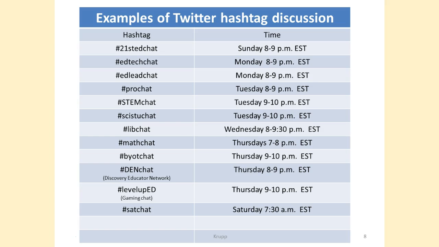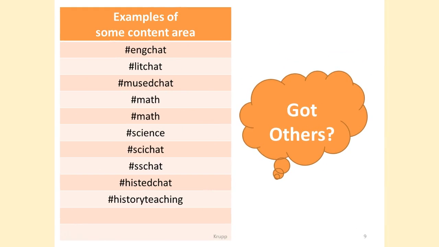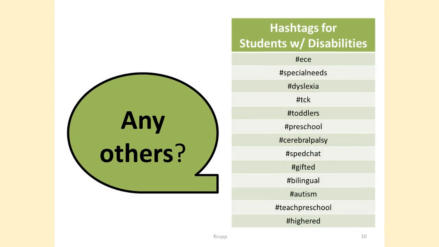Other examples of Twitter hashtags, and I put the time, these are very, very common, that are used a lot, such as 21st or 21 STEDchat, EdTech chat, EdLead chat, Pro chat, STEM chat, etc. So these are really important hashtags that people look at to get various different types of information. Other examples of some content area outside of technology would be English ENG chat, Lit chat, Muse Ed for musical ed chat, math, science, etc. So here are just examples of different content areas.